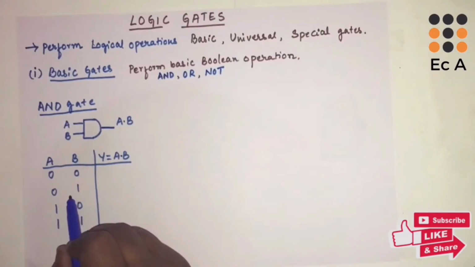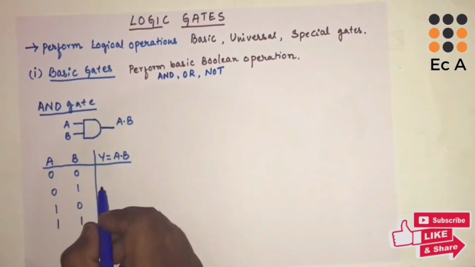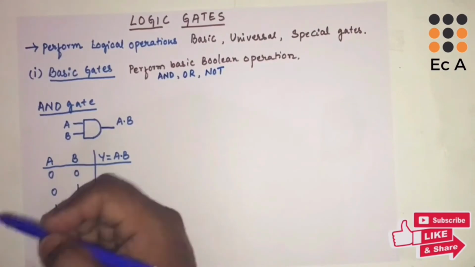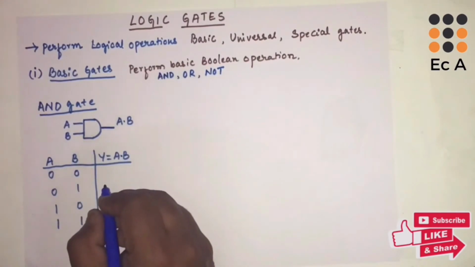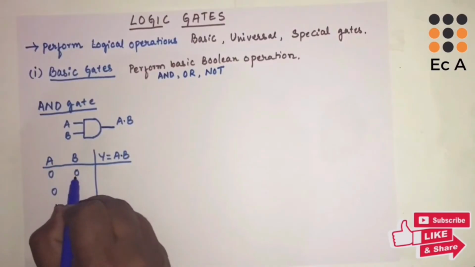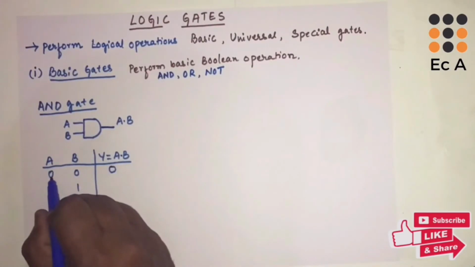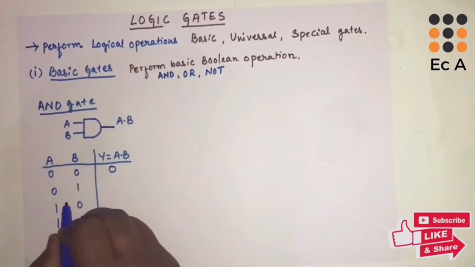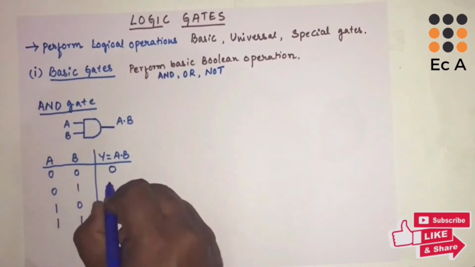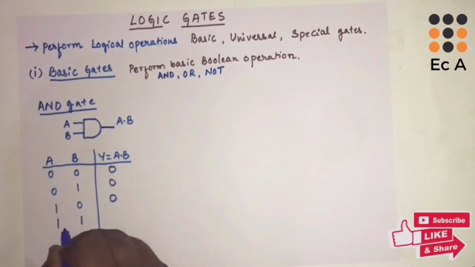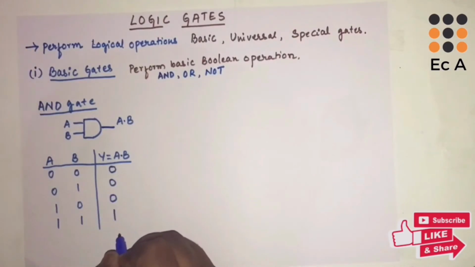AND operation is similar to the multiplication operation. Here the gate will consider both the inputs to produce the logical output. So if we multiply 0 and 0, it will be 0. 0 and 0 will be 0, 0 and 1 will be 0, 1 and 0 will also be 0, 1 and 1 will be 1.